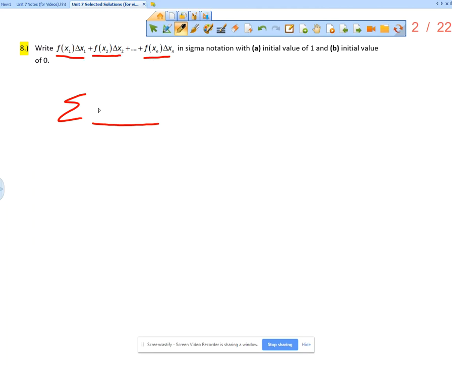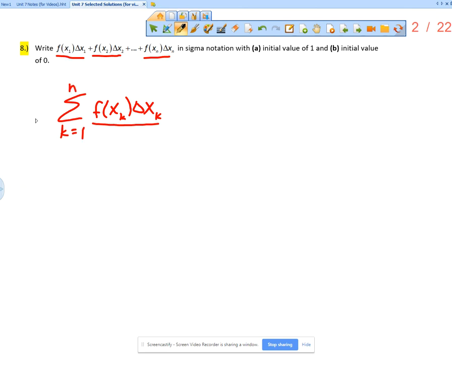So every one of these terms has f of x sub something times delta x sub something. So what is that something? Well, the first thing, it was 1, then it was 2, then it was 3, then it was 4, and so on until it was n. So what we're going to do is we're going to say, okay, well, that's k. So f of x sub k delta x sub k. All right, and the first thing I plugged in was 1, and the last thing I plugged in was n.